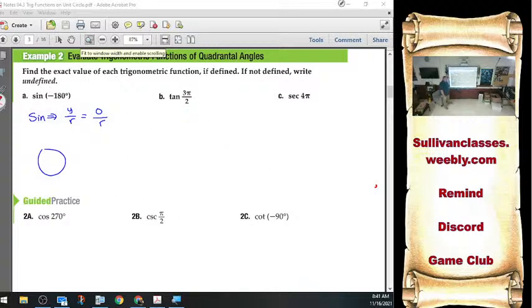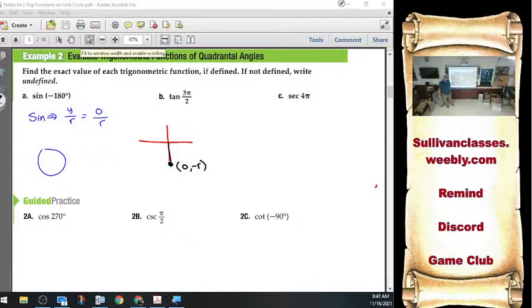Okay. Tangent of 3 pi over 2. Where are we at? North, east, south, or west? South. Right? The beginning, the divider between 3 and 4. So what's the coordinate? 0, and then because it was downward, negative r, and then r is just r.